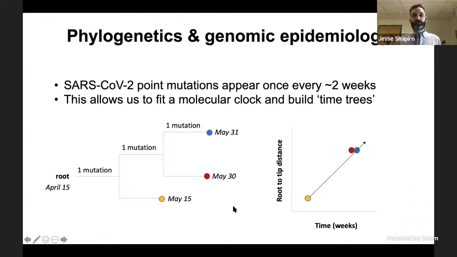Okay, so if you can plot this with time in weeks on the x-axis and the root to tip distance. So from the root, we have 1, 2, 3 mutations going from April 15th to May 30th or 31st. So there's a little bit of noise in our estimate, right? The clock is not perfect, but we can fit this clock.